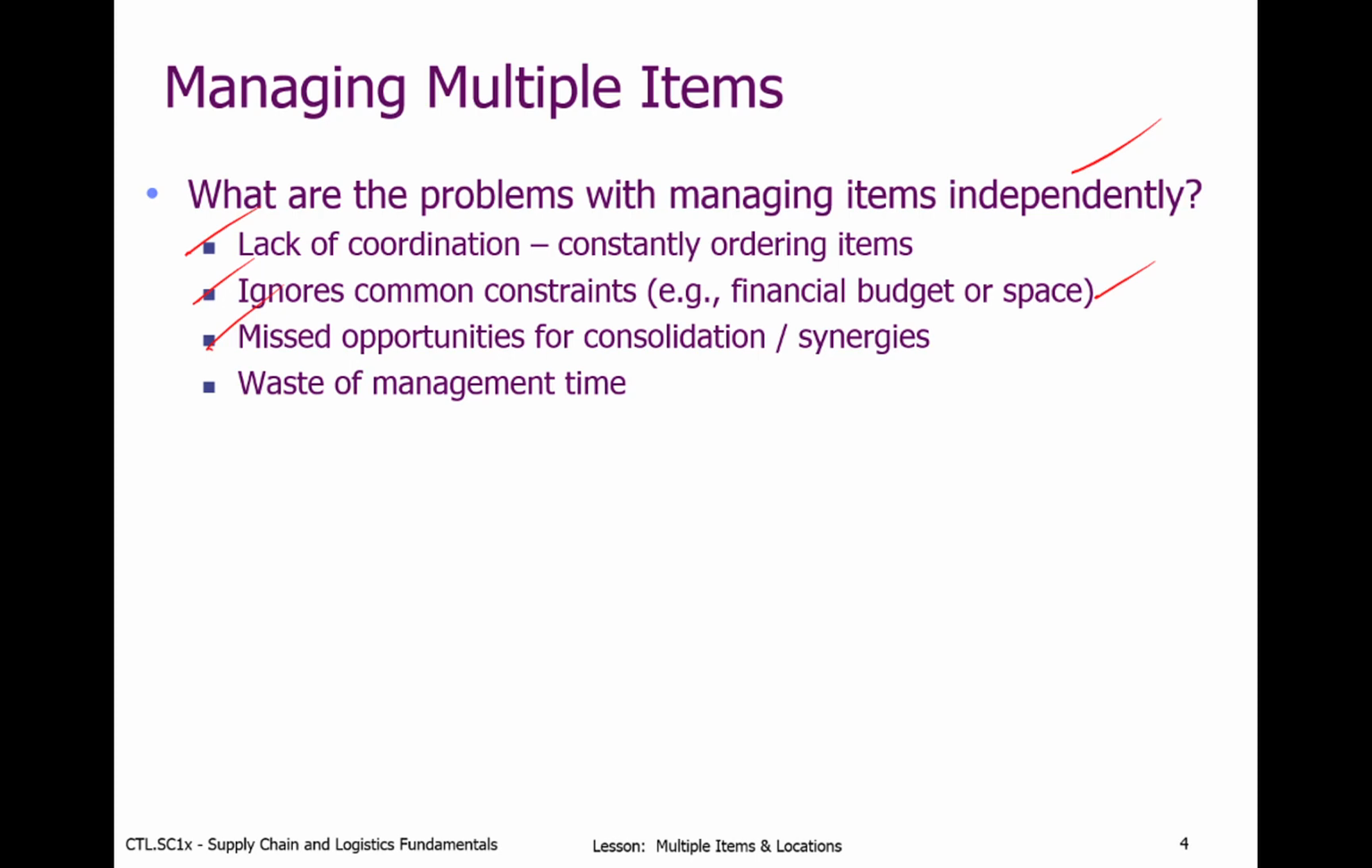And then the last, and probably most important, is it's a waste of management time. If I do everything independently, I'm spending all my time managing these things independently. And management time, your time, is the scarcest resource. So by finding ways where I can treat sets of SKUs together and treat them commonly with the same operating policies, that'll save me a lot of time. And that's what's really important, because as I said, management time, your time when you're on your job, is the most important and the scarcest resource.